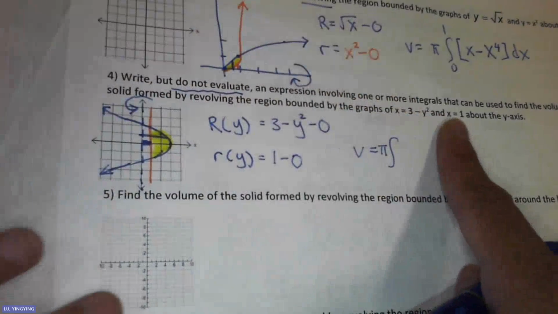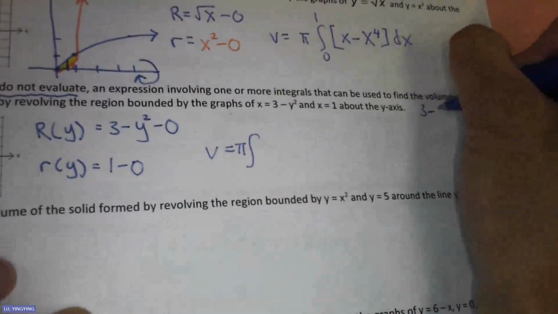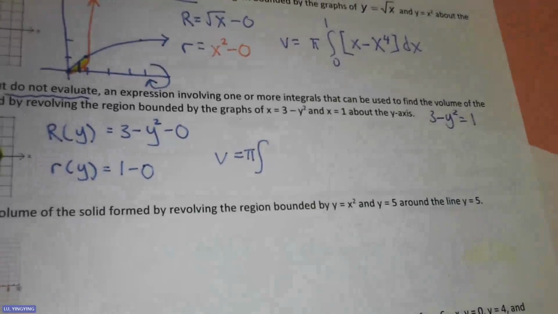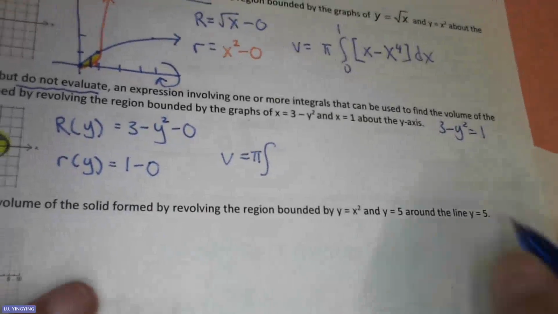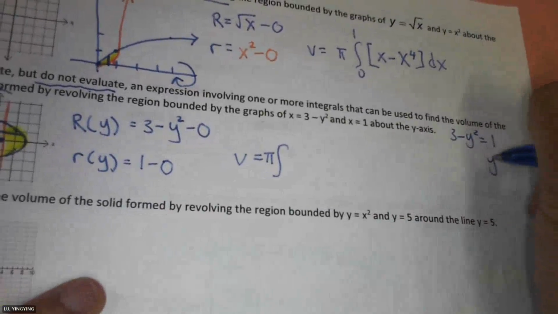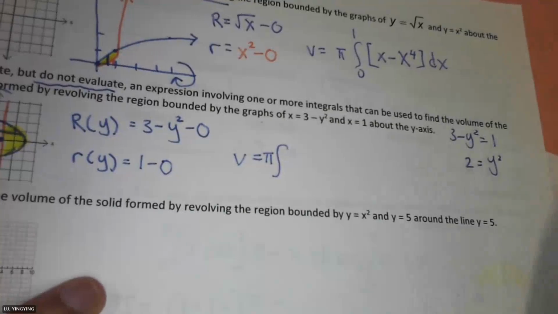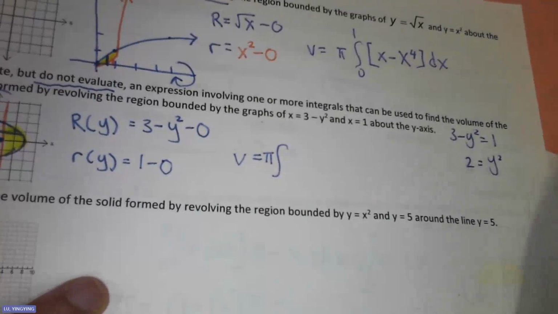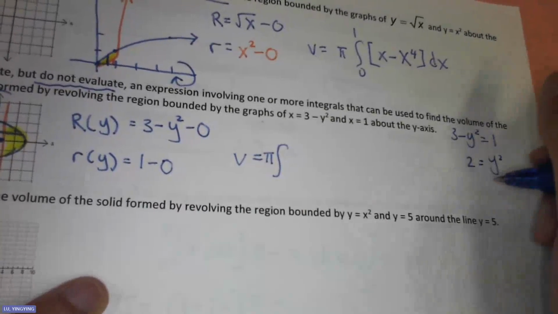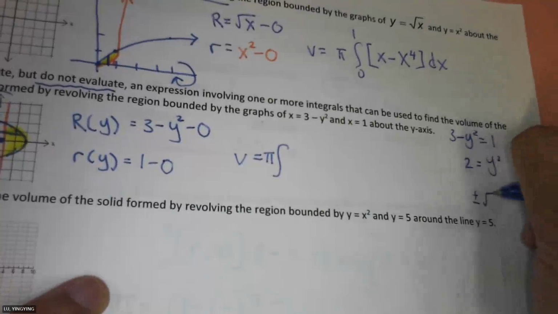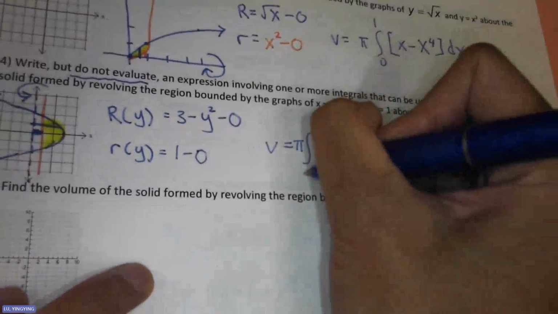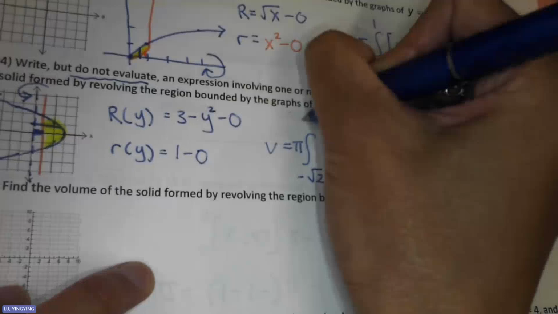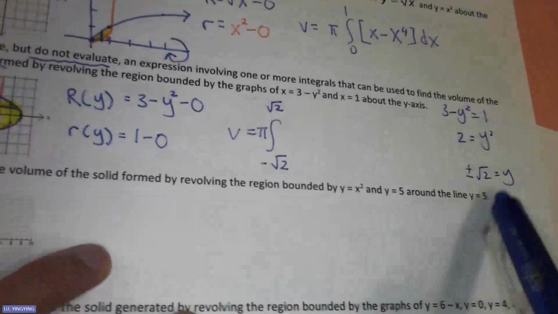You can set the y. You can set these 2 equal to each other. Yes, yes, yes. 3 minus y squared must equal 1, right? They must intersect. What is the y value? It's not nice. Square root of 2 plus or minus. That is the bounds we need anyway, because they are the y values, right? It happen to be the y values.